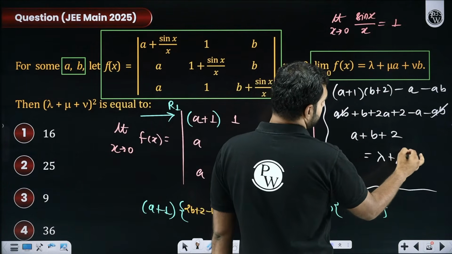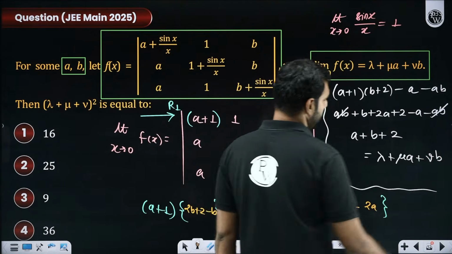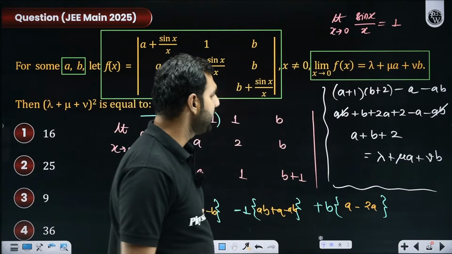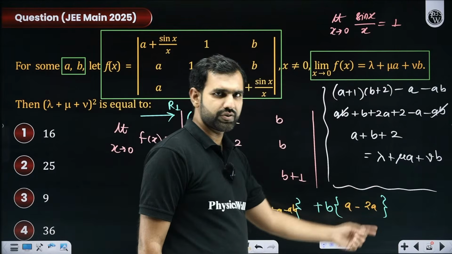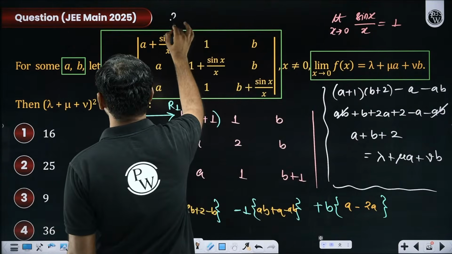lambda plus mu A plus nu B, right? So with that, I think lambda is your constant term. Lambda is your constant term. That gives you lambda as 2. So lambda we crack as 2.